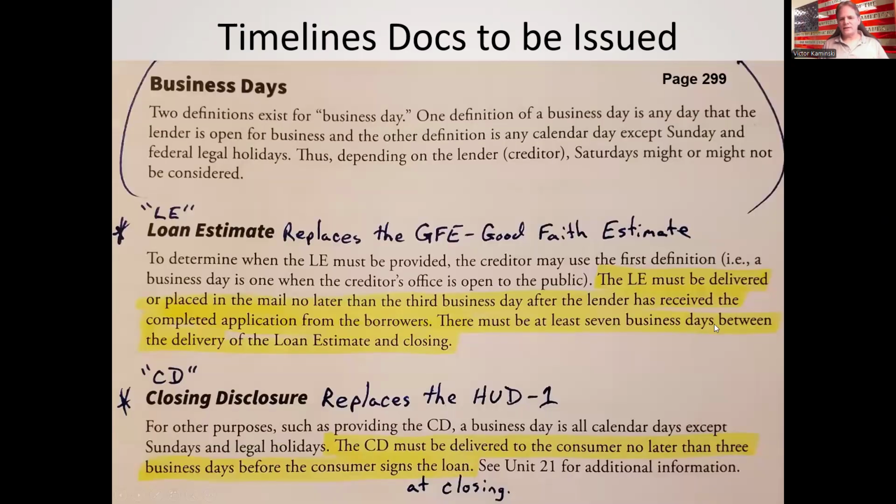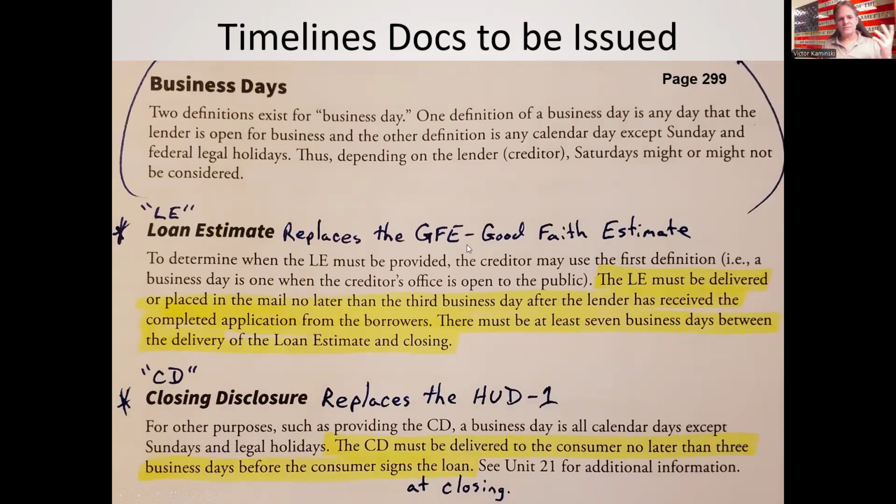And then here we just highlighted the notes about what the loan estimate is, what it replaced, and the CD and what it replaced. Loan estimate replaces the GFE, CD replaces the HUD-1, and the timelines that they must be given to the consumer. But we also have here a definition of a business day, because the lender needs to give all these documents to the consumer within certain time frames.